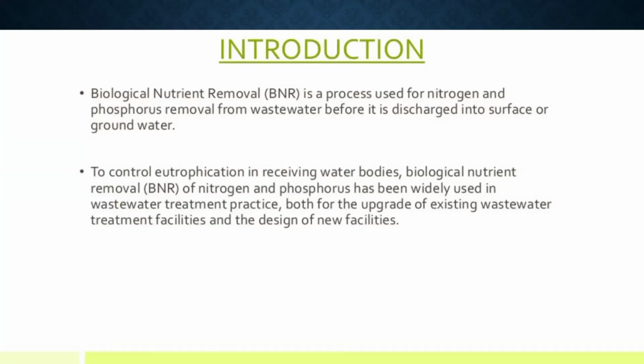Now here is introduction. Biological nutrient removal is a process used for nitrogen and phosphorus removal from wastewater before it is discharged into surface or groundwater. To control eutrophication in receiving water bodies, biological nutrient removal of nitrogen and phosphorus has been widely used in wastewater treatment practices, both for the upgrade of existing wastewater treatment facilities and the design of new facilities.